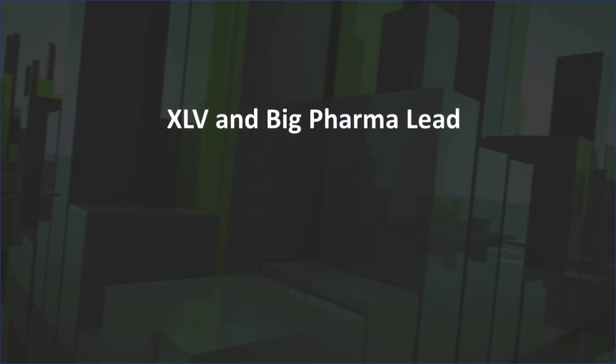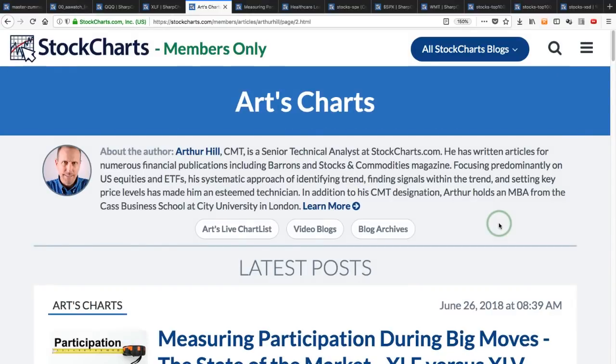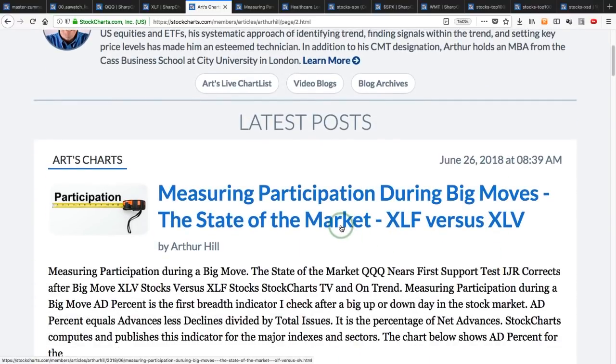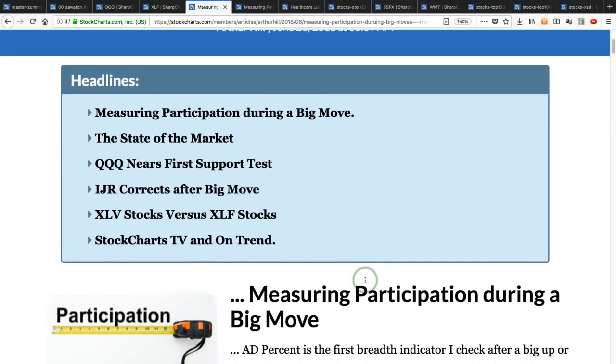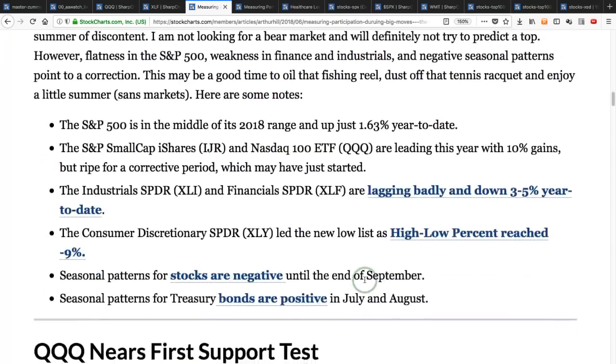Healthcare and big pharma take the lead, and I think this is probably the strongest sector at the moment for me. Now, this analysis that I'm doing for healthcare and the finance sector is basically a follow-up because I've been watching healthcare since June 26th when you had the original breakout in XLV. This is the Arch Charts post from there. You can see that in the archives.